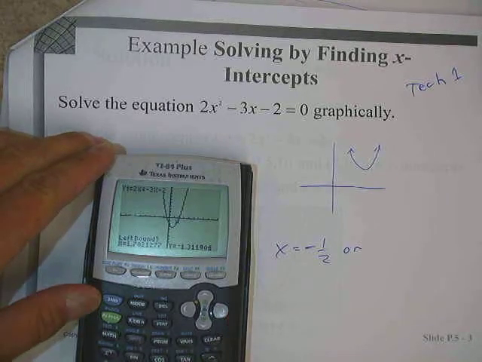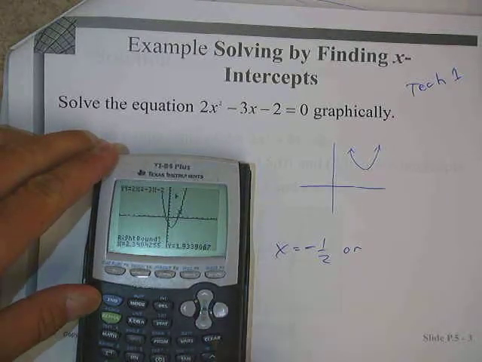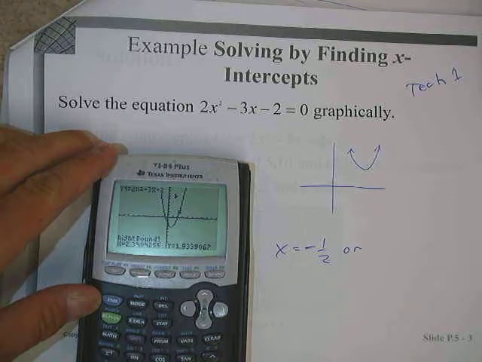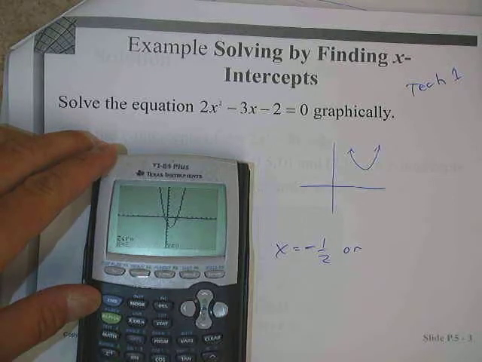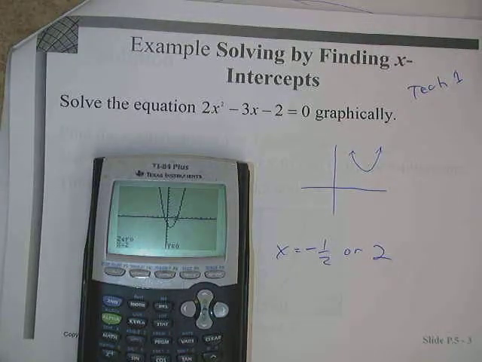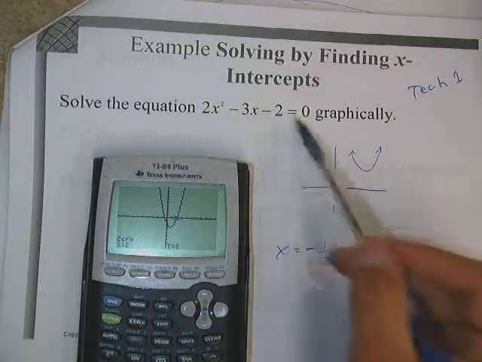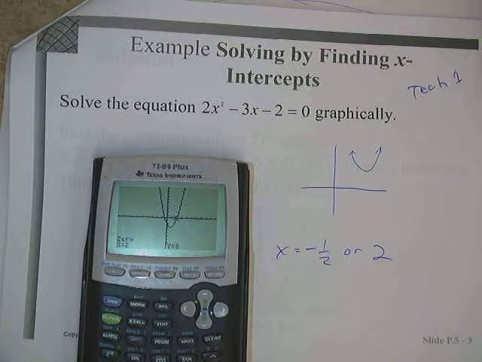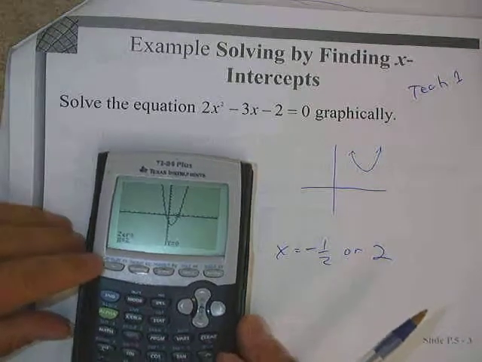So starting over once again, calc menu, 0 command, move it over by the other intersection point this time. We need to be left of it, so that would be below in this case because the curve's going up. Right of it. Enter, back to the middle, enter, and this time we get 2. And so therefore our 2 solutions here are -1/2 and 2.